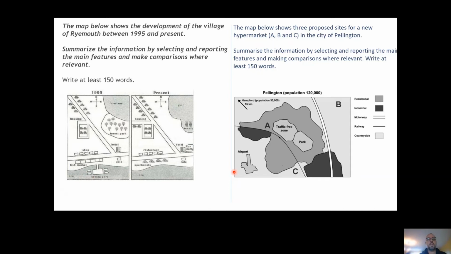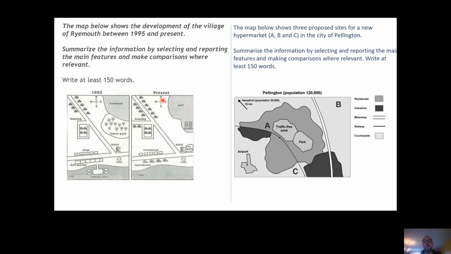First, let's look at the two maps question. Now, the first thing you need to notice here is the dates, 1995 and the present. That is super important because the examiner has just given you a big clue about the grammar they want you to use. If you're talking about the difference in anything between the past and now, you're going to use lots of the present perfect tense.